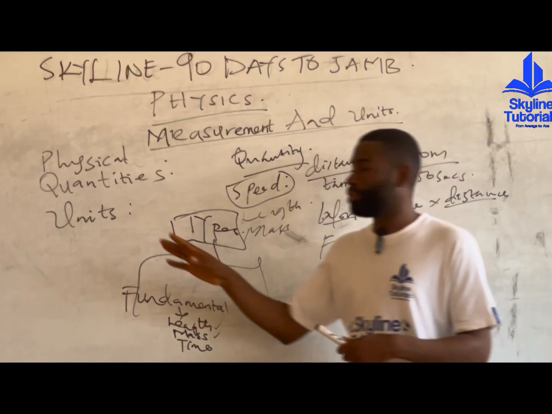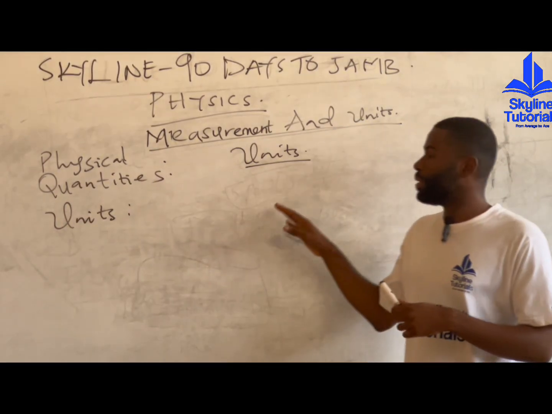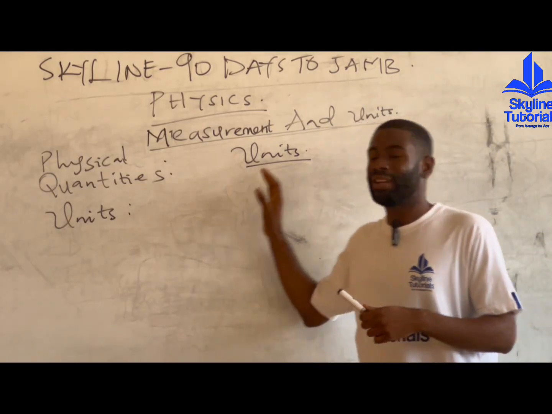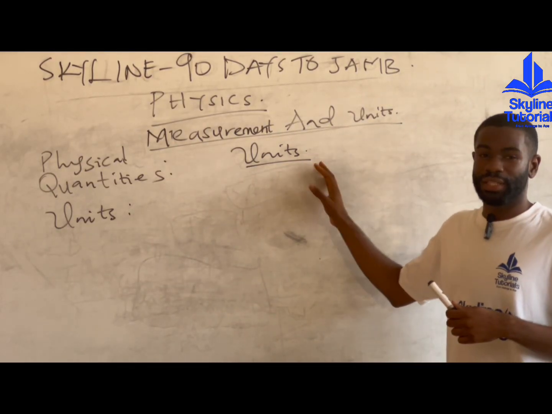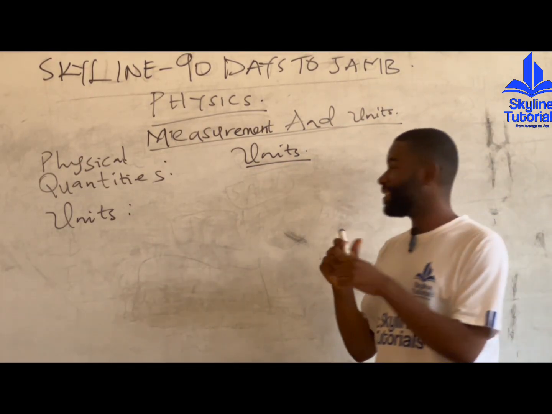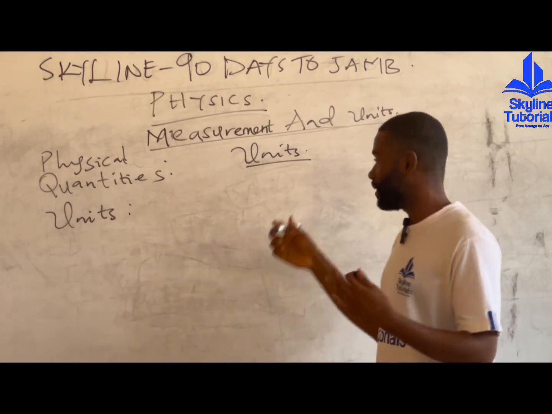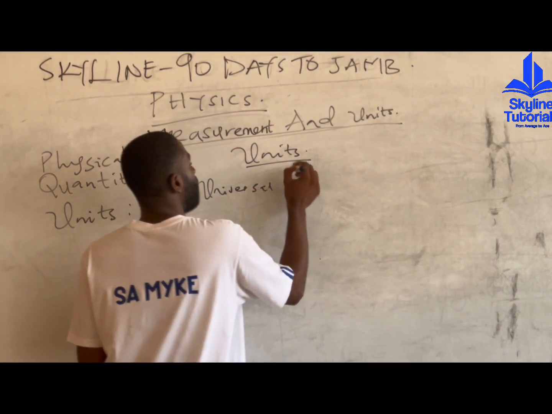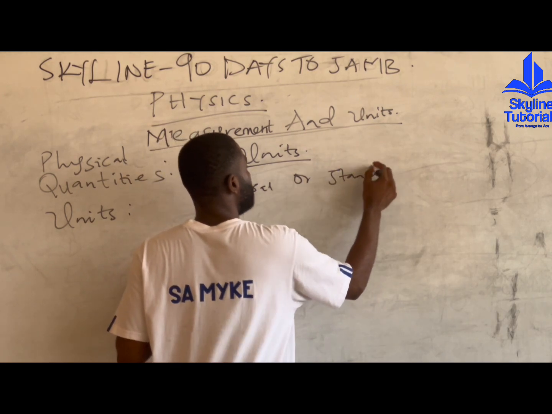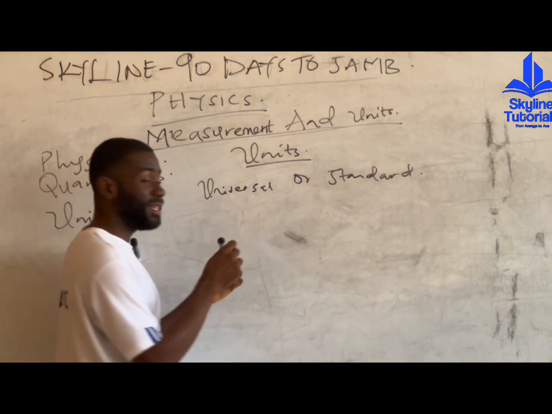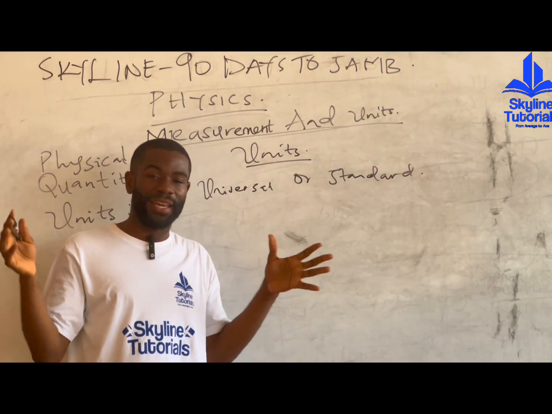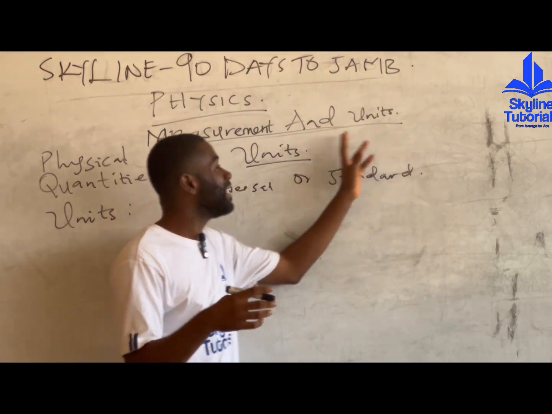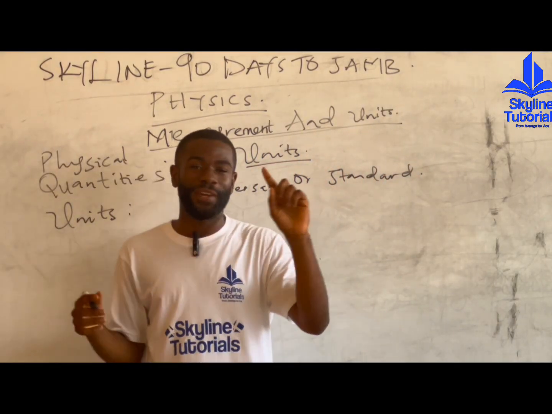The next we'll be considering is units. So the next objective of this class is for us to understand the concept of units. Unit is basically a universal or standard way of measurement. For something to be standard means it is generally accepted. So unit gives the standard of every measurement.